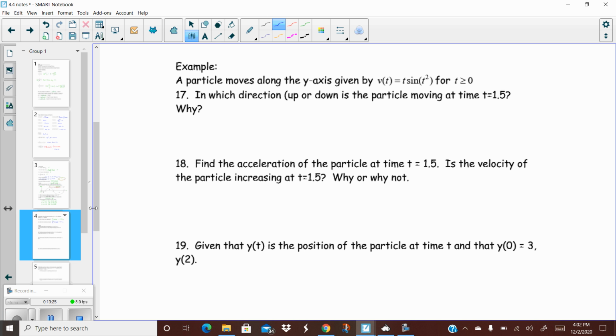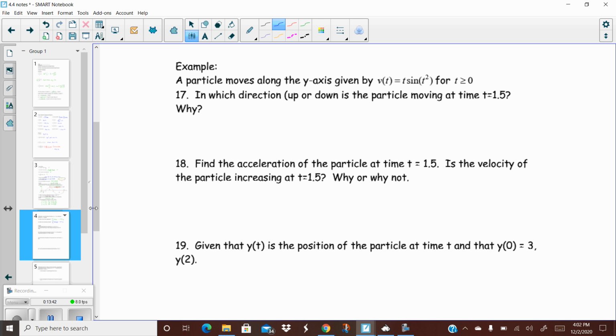It's sine of t squared. The angle itself is squared. For times greater than or equal to 0, in which direction, up or down, is the particle moving at time t equals 1.5, and why?